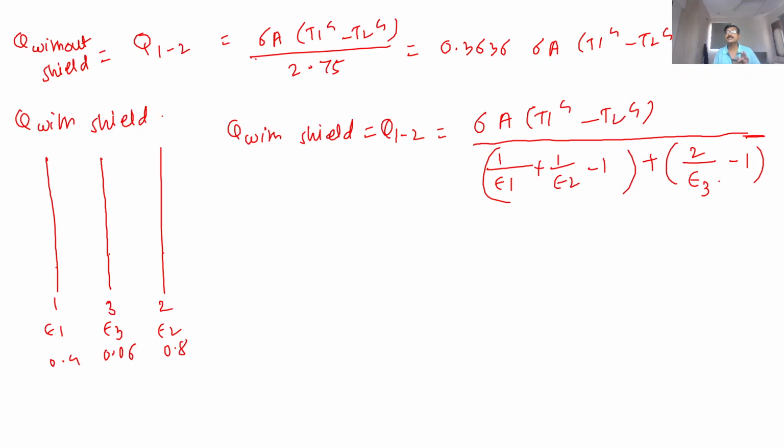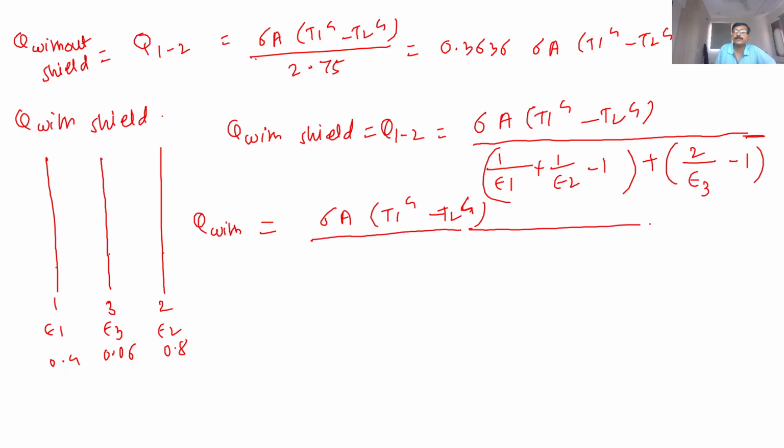So let's do the calculation. It's simple. So Q with shield is equal to sigma A (T1 raised to 4 minus T2 raised to 4). Because they are not given, I am putting it as it is. 1 by epsilon 1, how much is epsilon 1? 0.4, plus 1 by epsilon 2, what is it? 0.8, minus 1, plus 2 by epsilon 3. How much is 2 by epsilon 3? Shield emissivity is 0.06, minus 1.